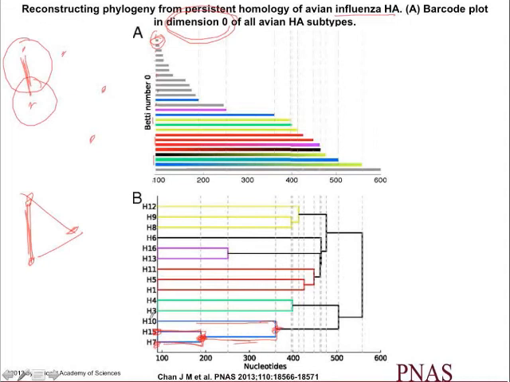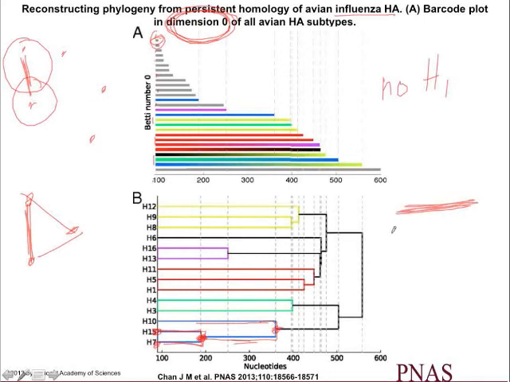In this particular case, there was no H1 and no H2. There was only H0, and that's because we looked at only one of the RNA segments.